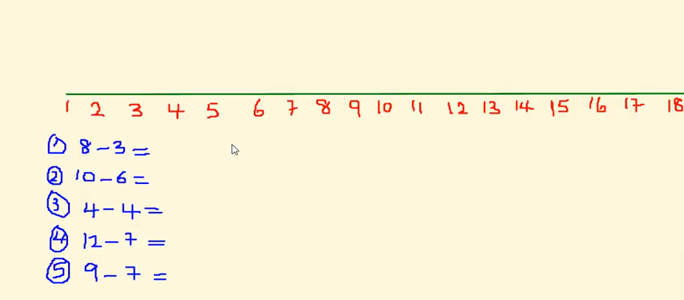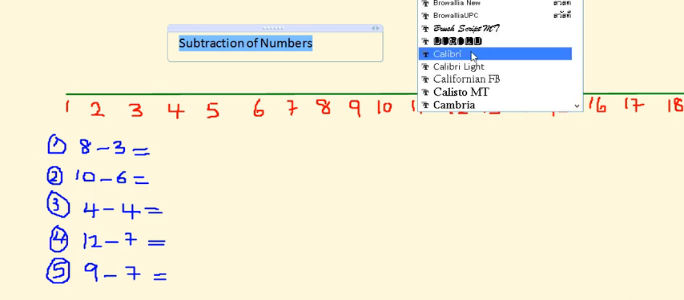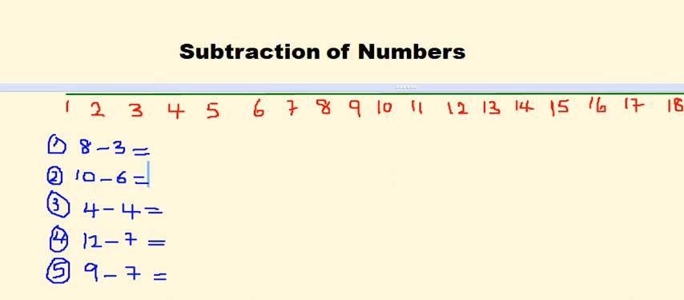Now move to subtraction of numbers. You subtract number 1, 8 minus 3. This is 8 minus 3. To subtract it, you count backward.